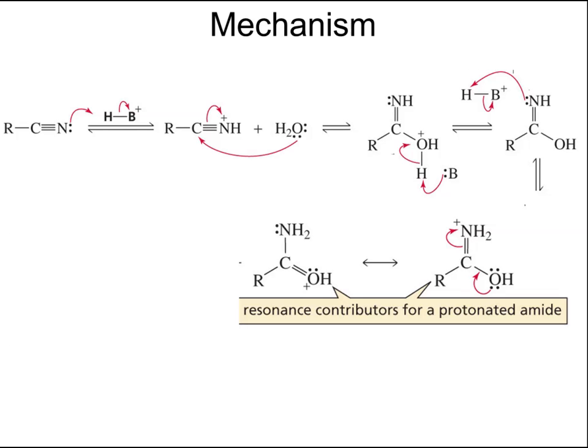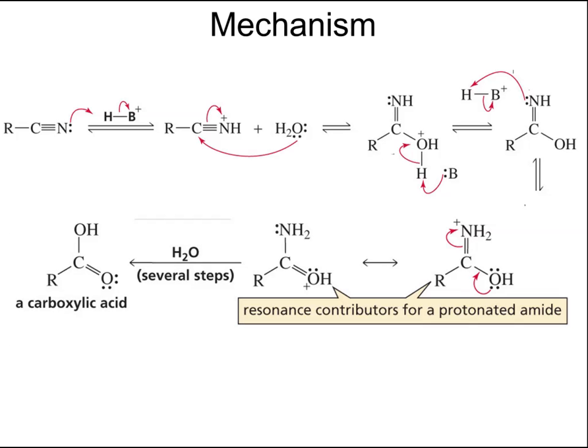That looks like an amide. It looks like we have the double bonded oxygen, and when we do several steps, which essentially is amide hydrolysis, we can turn that into a carboxylic acid. So if you combine the first mechanism we talked about and this one, you can go all the way from a nitrile to a carboxylic acid.